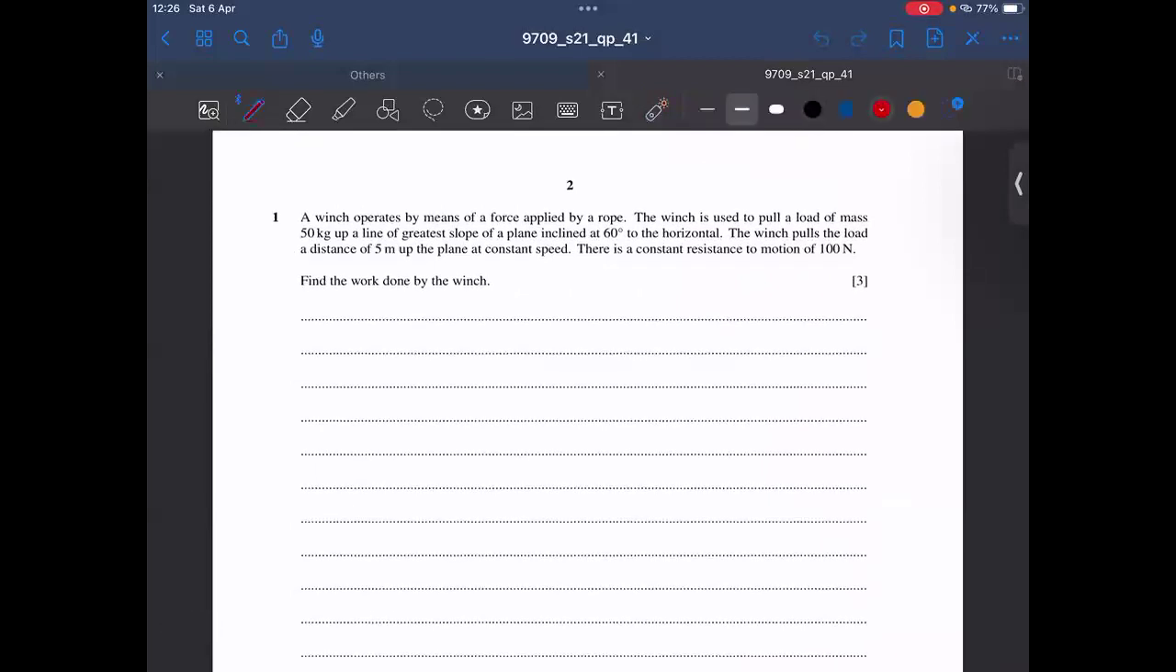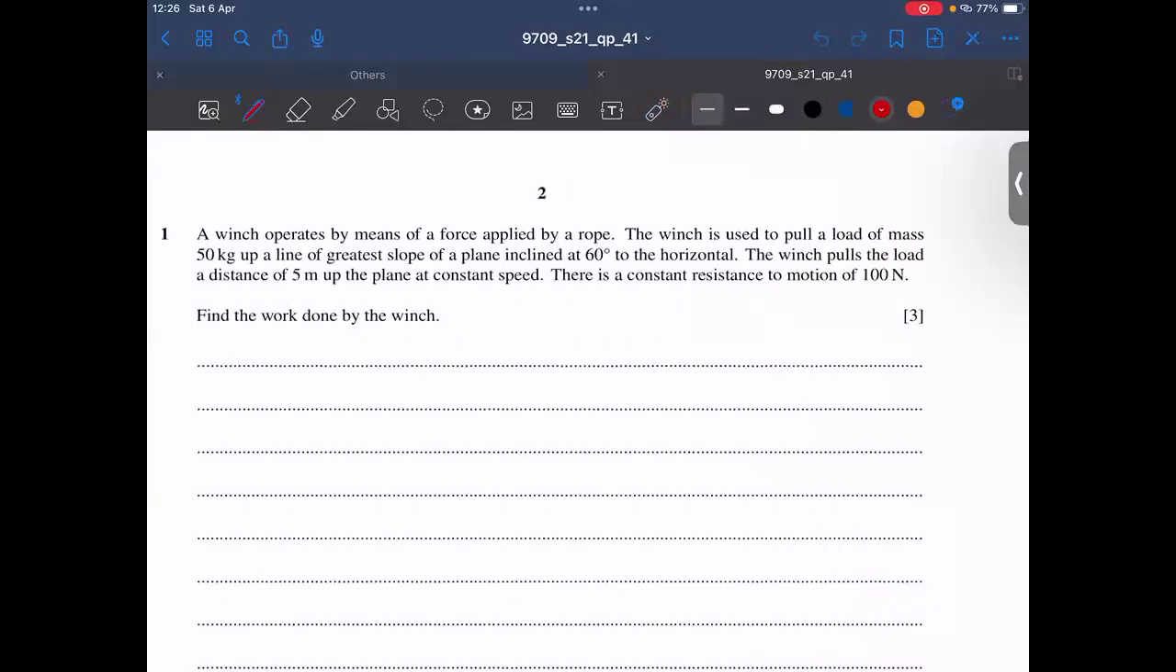Miss Aisha, a winch operates by means of a force applied by rope. A winch is used to pull a load of mass 50 kilogram up a line of greatest slope of a plane inclined at 60 degrees to the horizon. All right, a winch is used to pull a mass of 50 kilogram. Let me draw the mass.